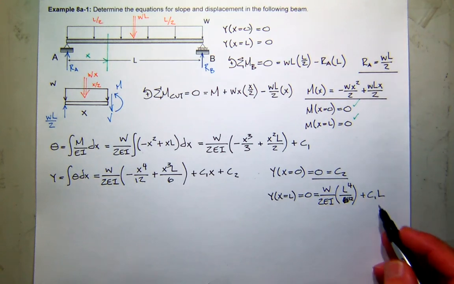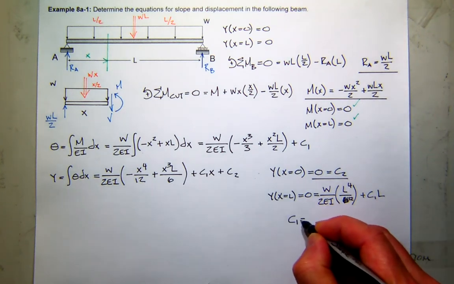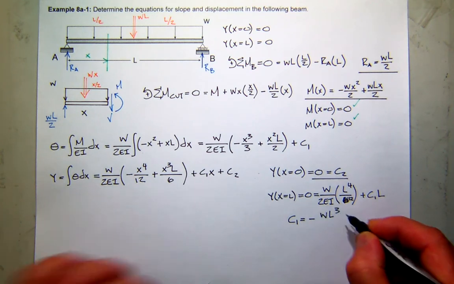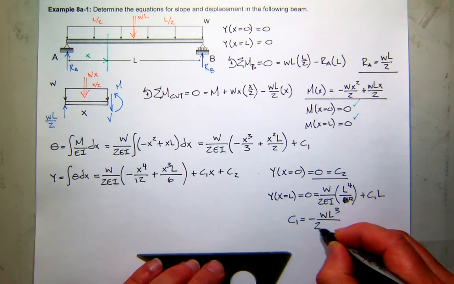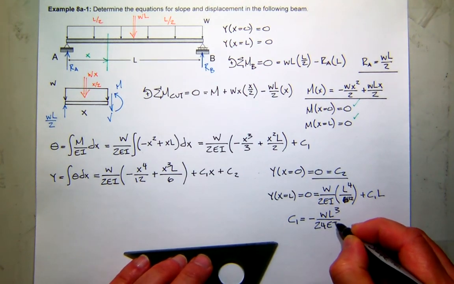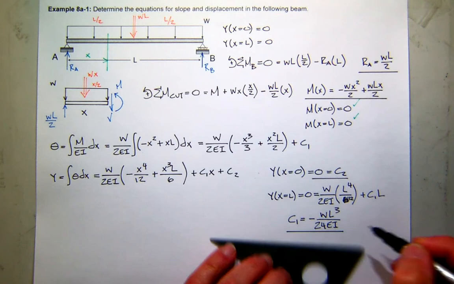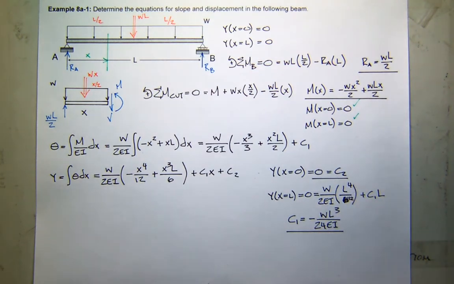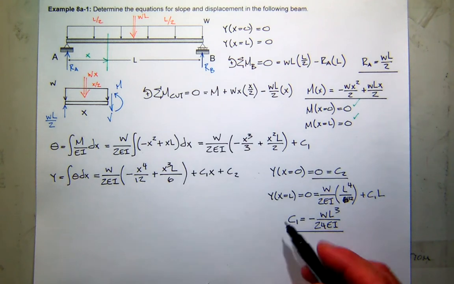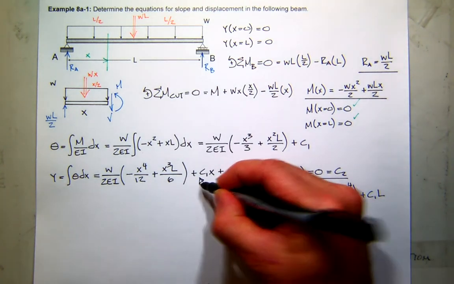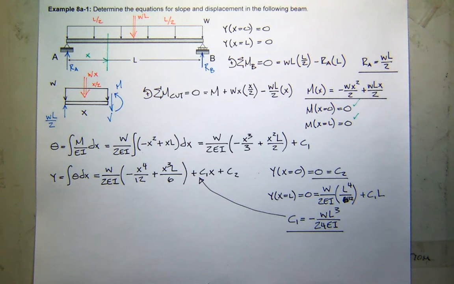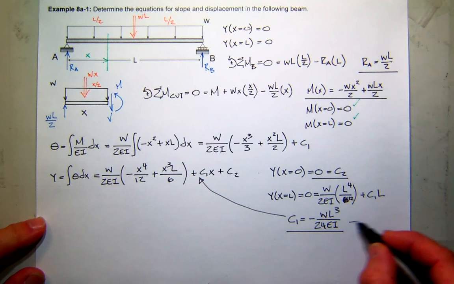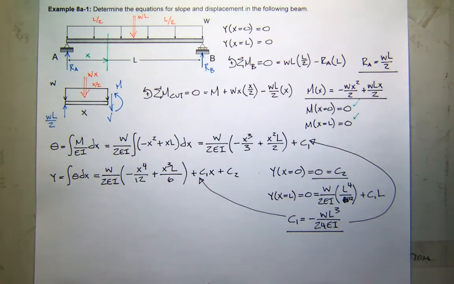So I just have to solve for C1. So C1 will be equal to minus WL cubed over 24EI. So I divide it by L, that's how I get L cubed. And then, of course, the 2 times 12 is 24. And all I have to do is plug that back into there, and I have my displacement equation. So now I know, and also I can plug it in here, and I have my slope equation.